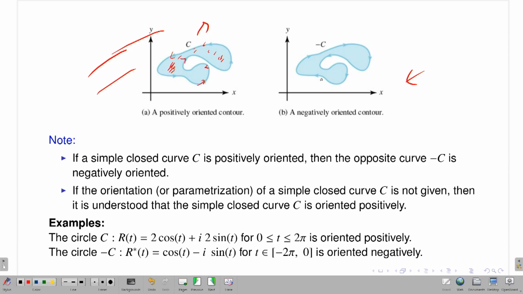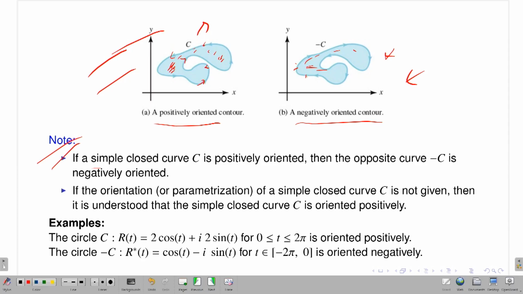And look here, if I go in these directions, then on the right hand side I will have this interior bounded domain. That means this is negatively oriented. That exactly I have done. So, this is a positively oriented contour, this is a negatively oriented contour. There is a note, of course, that I already discussed.